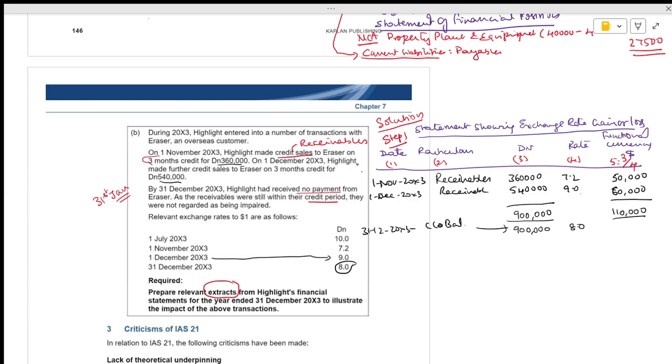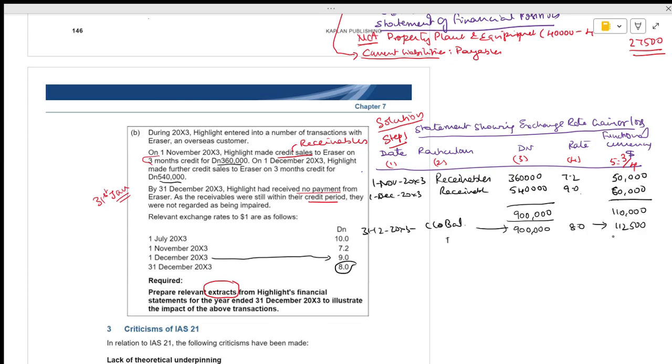It comes to 112,500. See, you have to receive this much. How much do you have to receive? You have to receive 112,500. How much is it showing? 110,000. You are receiving more.